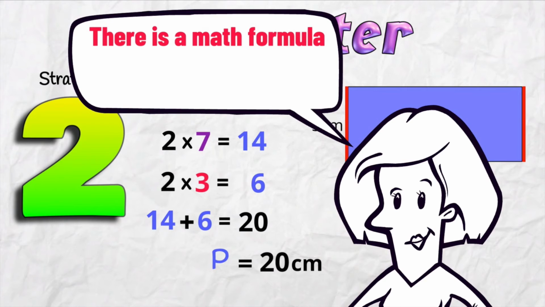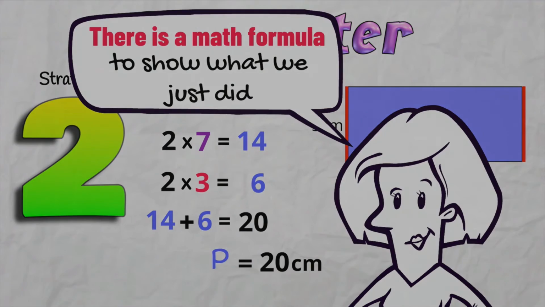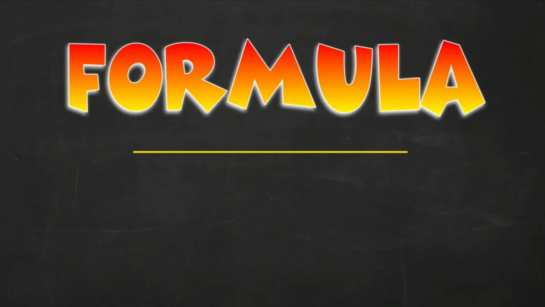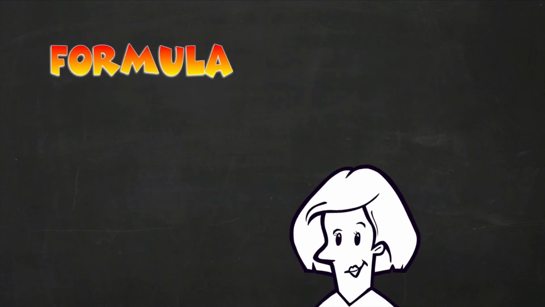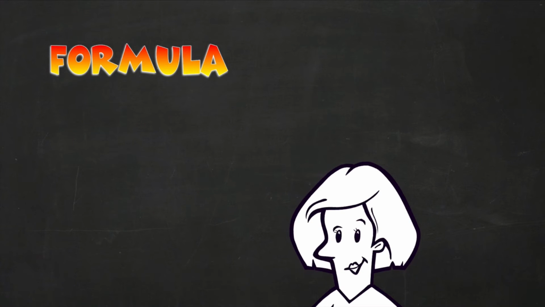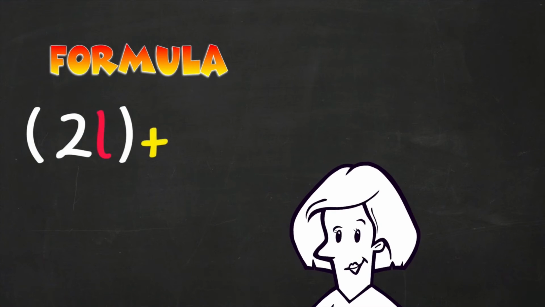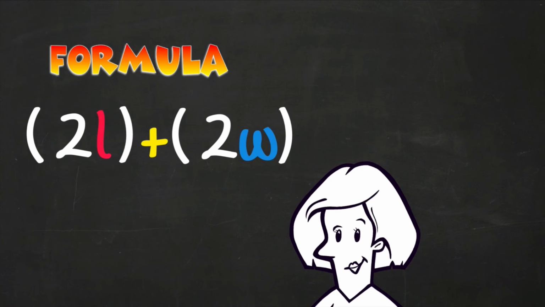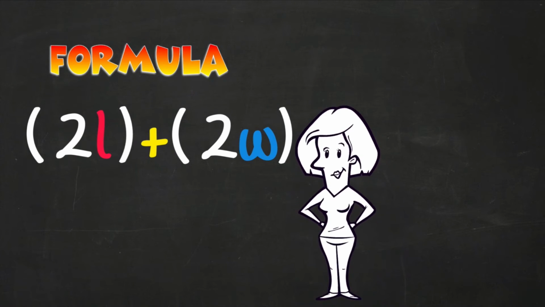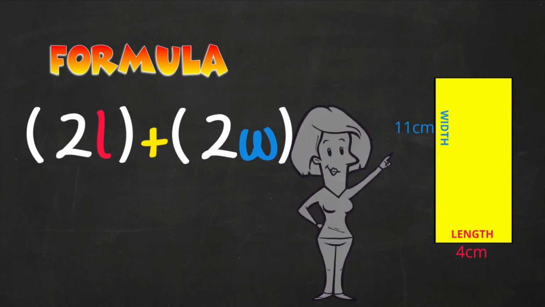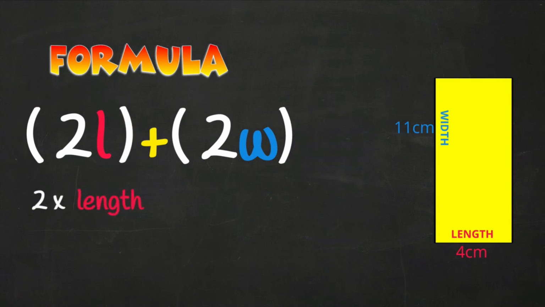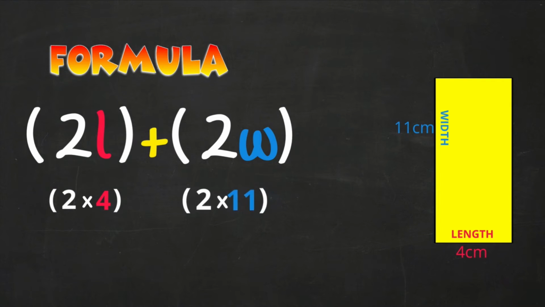There's a math formula to show what we just did. A formula is just a written description that shows what to do. The formula for this strategy is 2L plus 2W. We make sense out of it by rewriting the formula using the measurements from the diagram. 2L means 2 times the length, so 2 times 4. 2W is 2 times the width, and that's 2 times 11.